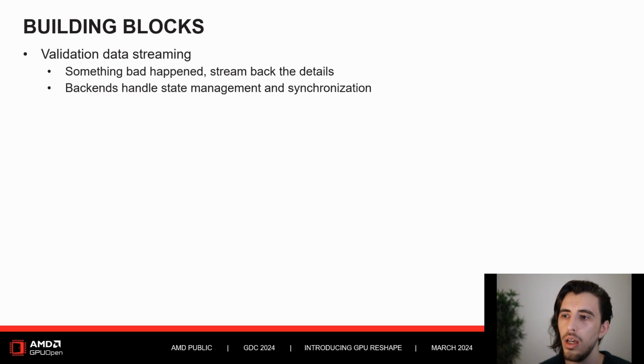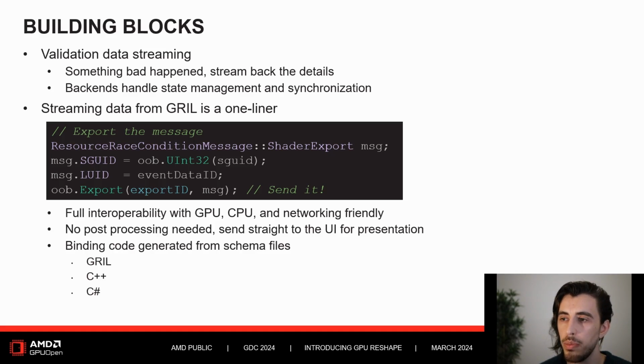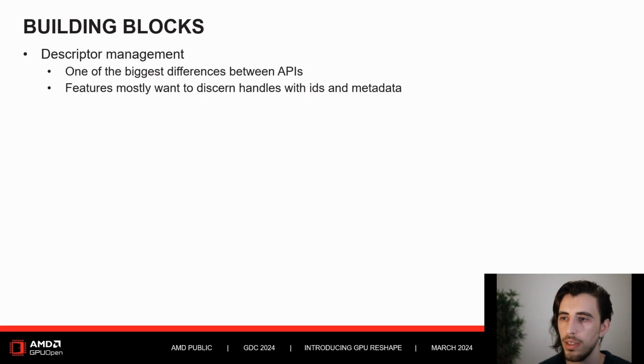it offers. So when it comes to validation data, we know the concept, but how do we actually get the data back from the GPU? Reshape offers a one-line Grill instruction named export that handles all of that. All memory, layout, interoperability, streaming, synchronization, etc. is automatically handled. Just call the function and the data will find its way back.